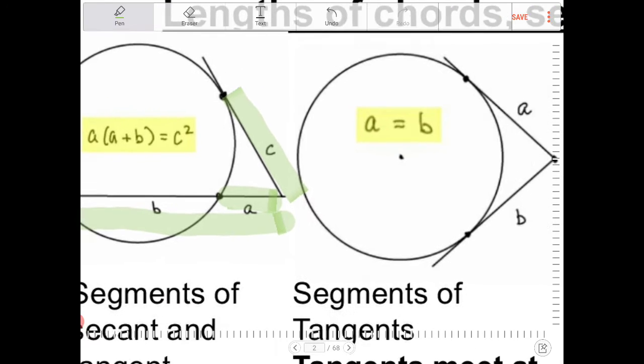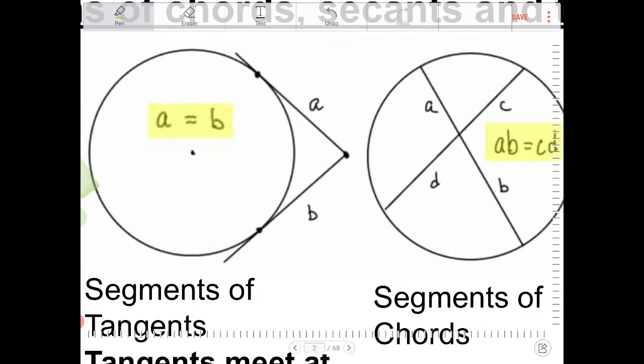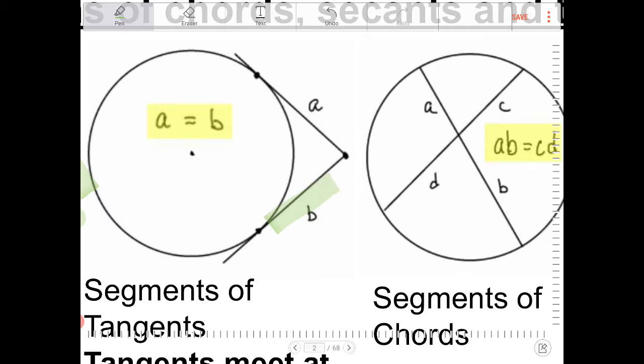Let's move on to the next. When two tangents meet outside of a circle, the two tangents will be of equal length. So both segments that meet outside of the circle will be of the same length.